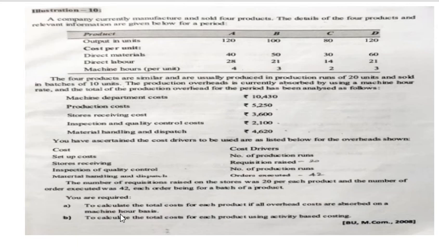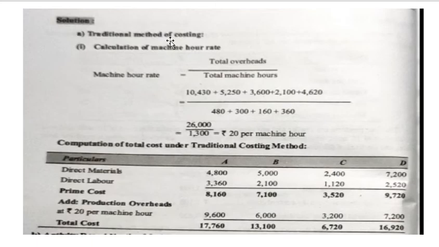Now first we will get into A calculation. Under your A calculation, your first step will be the traditional method of costing, that is, calculation of machine hour rate. Always the first step will be calculation of machine hour rate. In the calculation of machine hour rate, machine hour rate is equal to total overheads divided by machine hours. As your total overhead is given in the question, that is 10,430 plus 5,250 plus 3,600 plus 2,100 plus 4,620 is your total overhead.